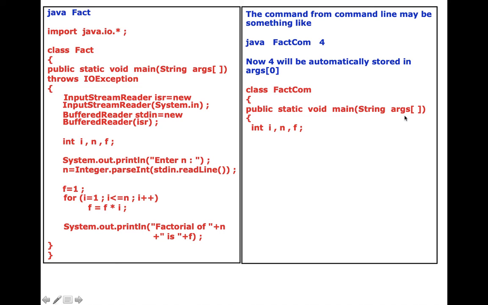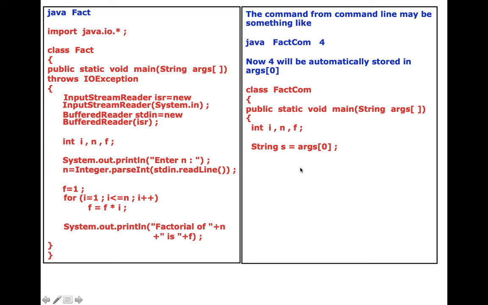Okay. Now let's move further. So now you gave this command, 4 got stored in args of 0. Now tell me, this 4, when it is stored in args of 0, will it be stored as an int or double? Well, neither int nor double. The answer is string. So what I will do is, I'll write a statement like this.